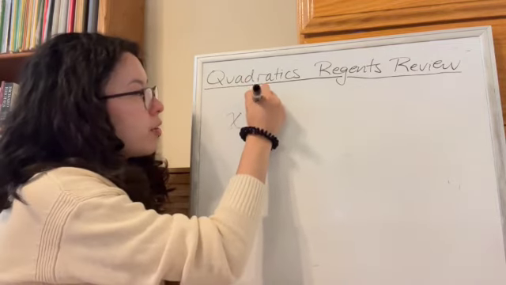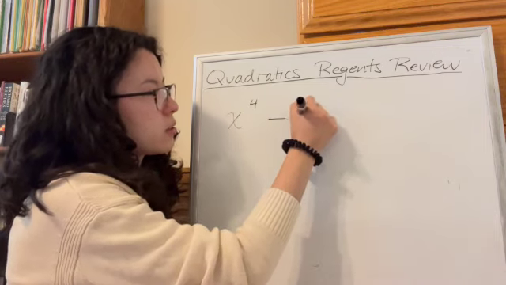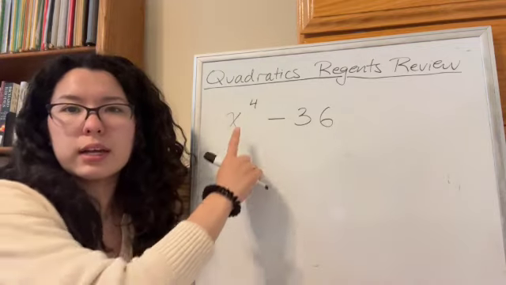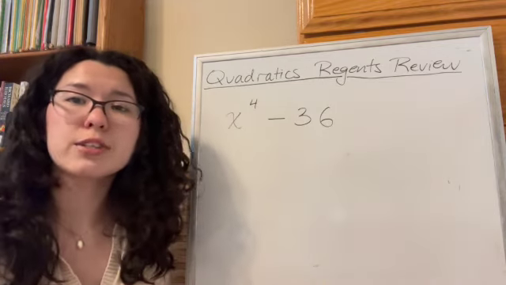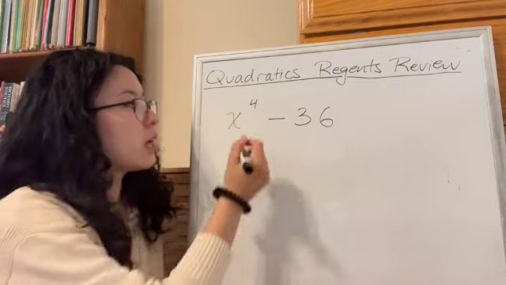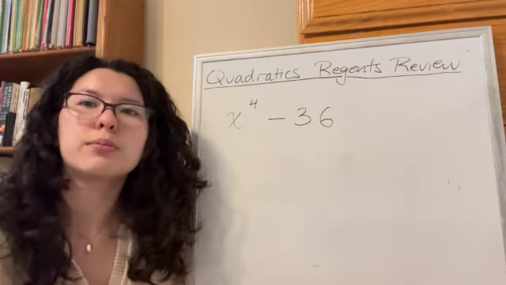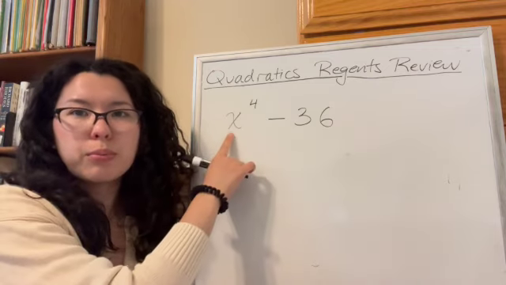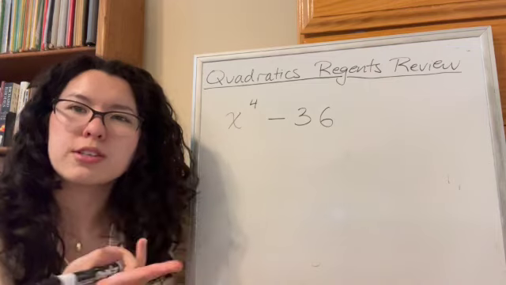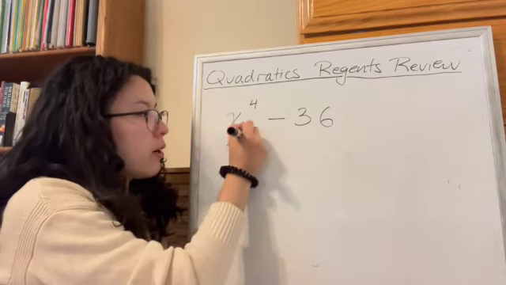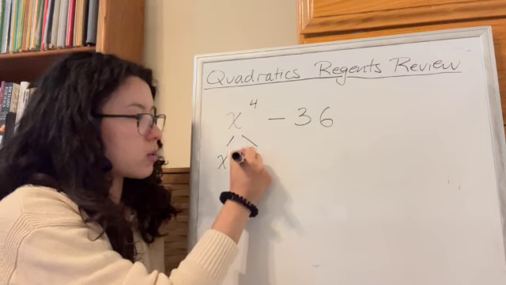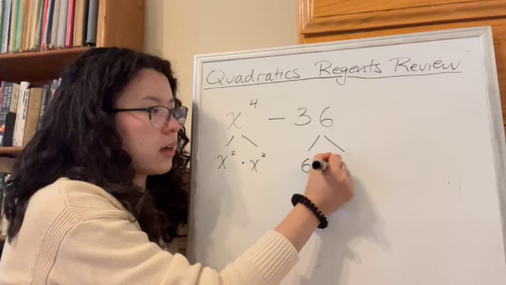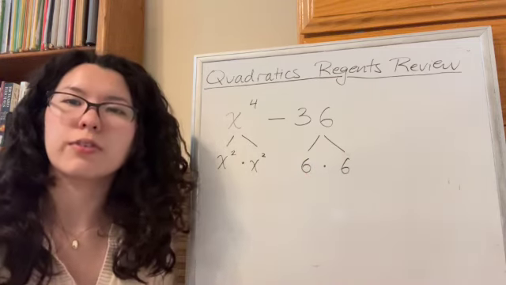An example of a difference of perfect squares looks something like this. This is a binomial because it has two terms, but it's a difference of perfect squares, a special kind of binomial, because both the first term and the second term are perfect squares. When we say perfect squares, what we mean is that we can break down each of these into two identical factors. I can break down x to the fourth power into x squared times x squared, and I can break down 36 into 6 times 6. In both of these, we've got two identical factors.